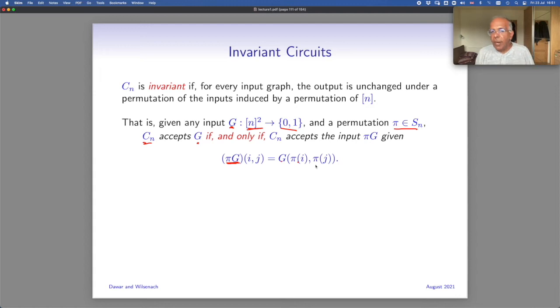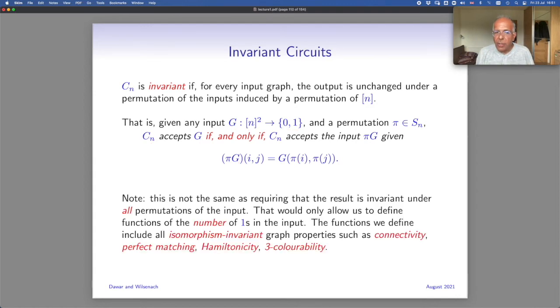This is what we call an invariant circuit. And any invariant circuit then defines a graph property. This is not the same as saying that the circuit is invariant under all permutations of the input. A circuit like that would only allow us to define functions of the number of ones in the input. But this is just saying that the circuit decides a property of graphs.